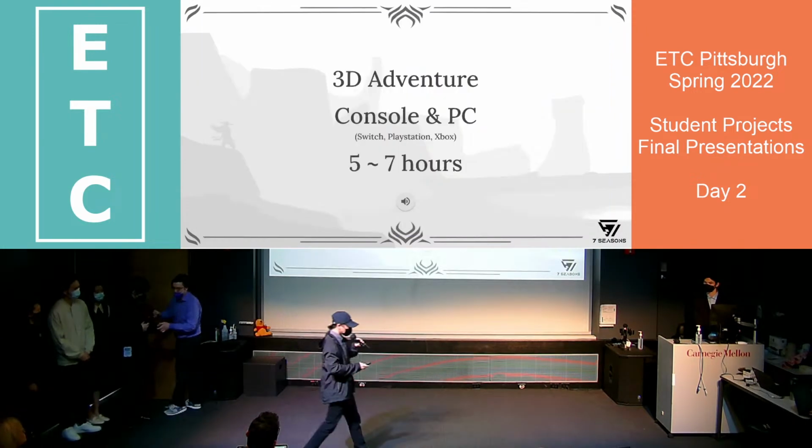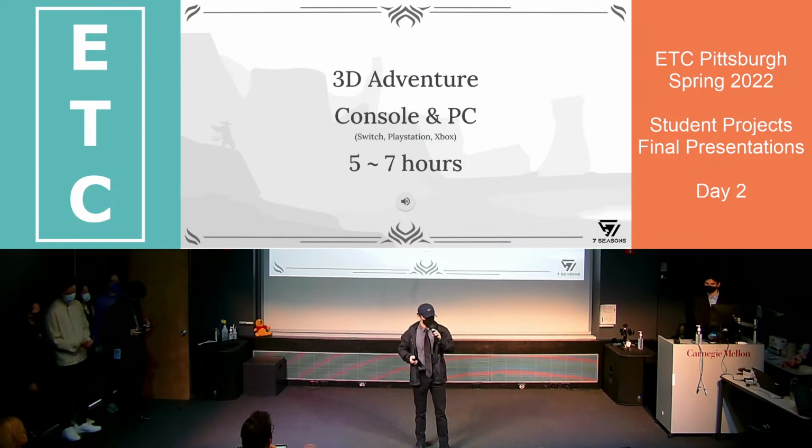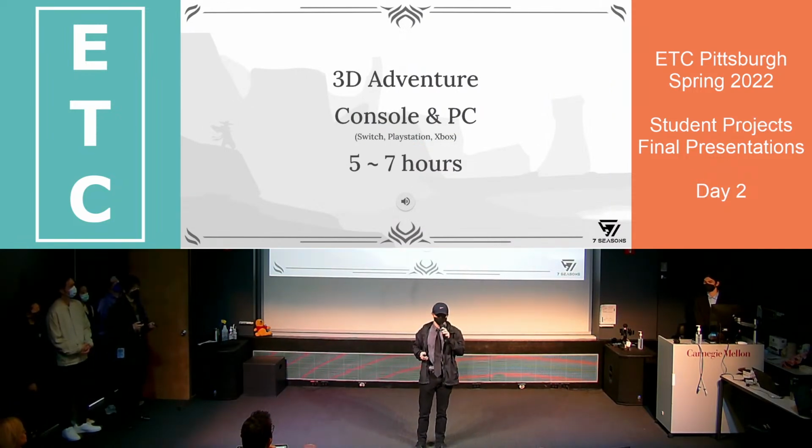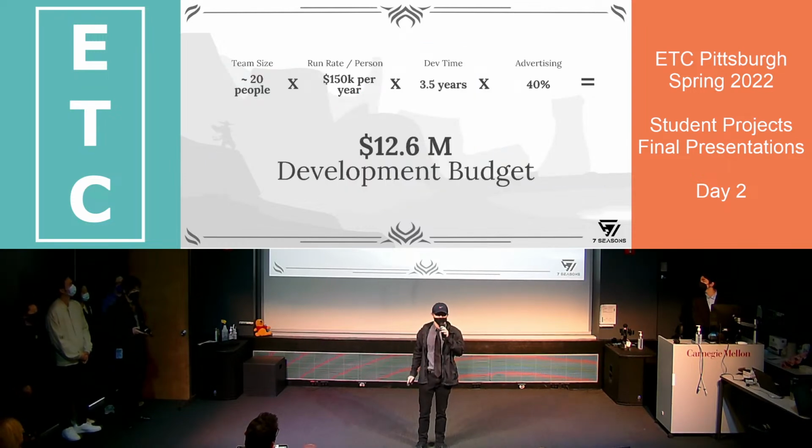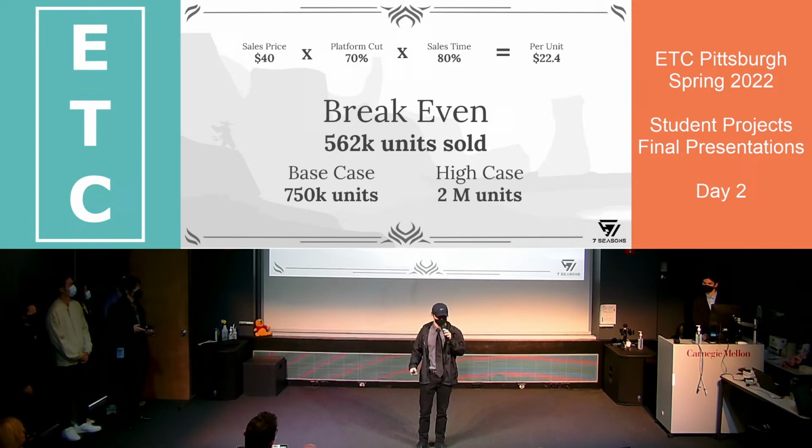Thanks, Lachlan. To recap, Duet is a 3D puzzle adventure game for the console and PC. In terms of specific development, Rhyme is the most similar game because it's also a puzzle adventure game that's around 7 hours long. Inspired by numbers from Rhyme's development, we expect the development cost to be $12.6 million. We plan to sell the game for $40, which, factoring in platform and sales cuts, comes to around half that in revenue per unit.